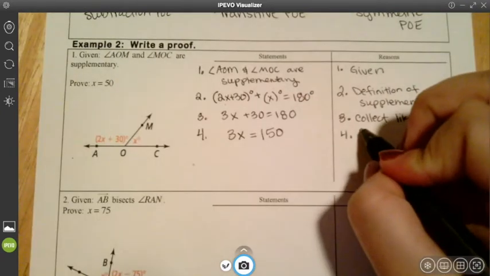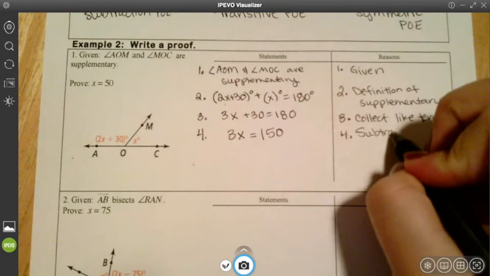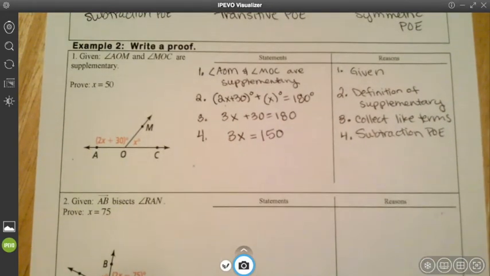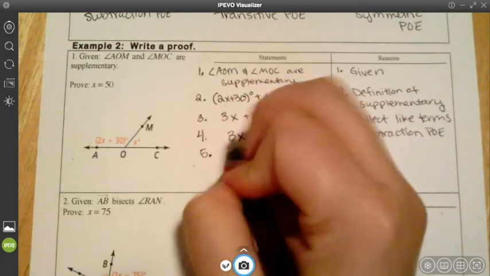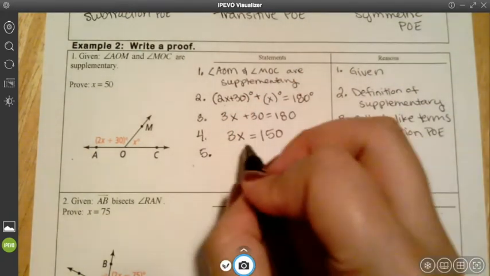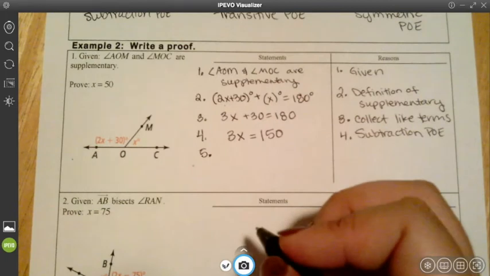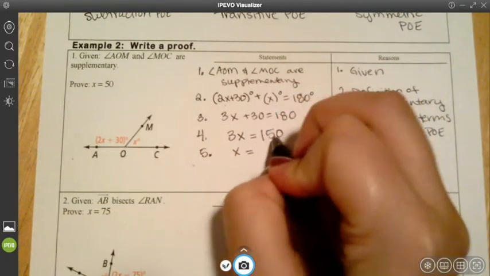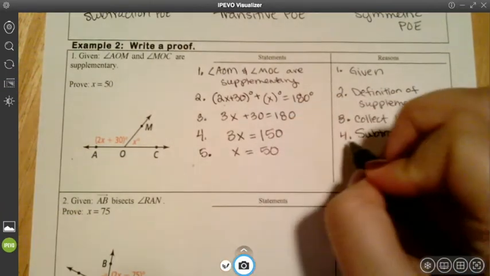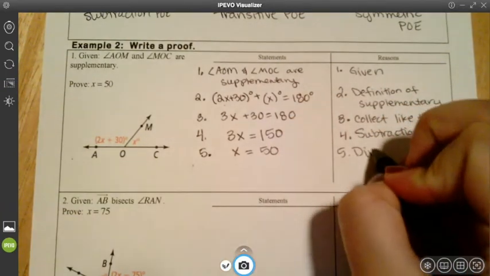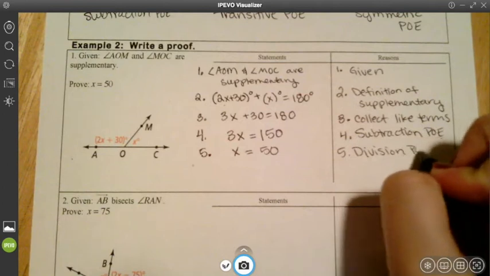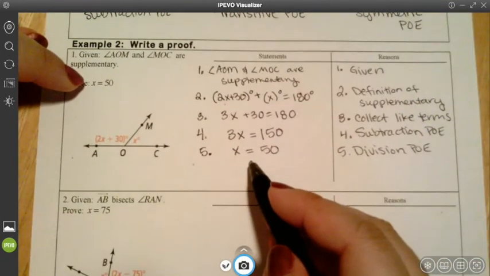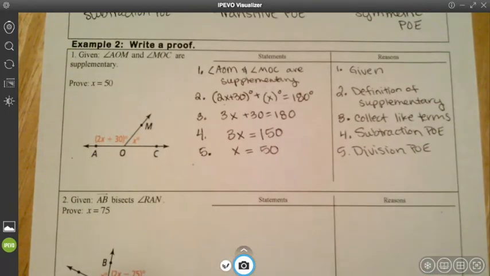And what did we do? We subtracted, so that's subtraction, POE. Next, we would divide by 3. So again, we're not going to draw the division in our proof, but you can have scratch paper for that if you'd like. Divide by 3 is x, divide by 3 is 50, and that is the division property of equality. Now our statement matches exactly what was given, so we are done with the proof.